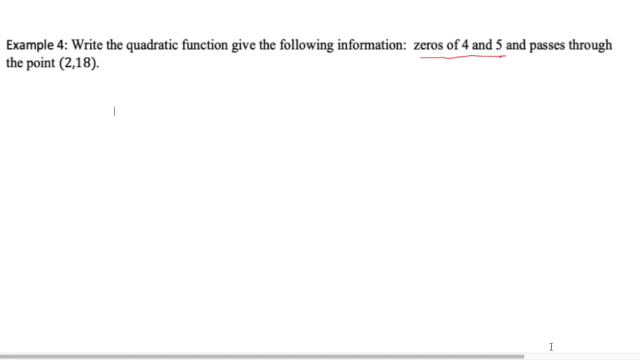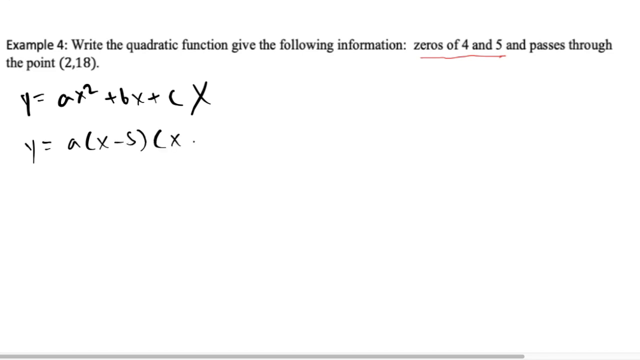So what can we do? We cannot use the standard form y is equal to ax squared plus bx plus c. The reason for this is that there's no place to directly substitute in the zeros 4 and 5. However, there is a specific form which I mentioned earlier which does perfectly work with this question. That is the factored form, which is y is equal to a(x minus s)(x minus r). This is the factored form, and this works perfectly with this question, and let me show you why.